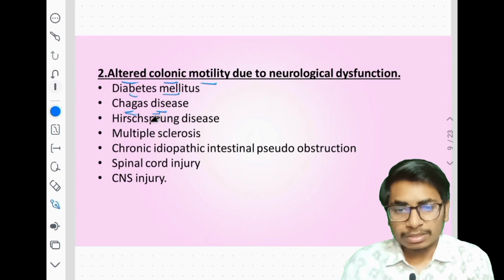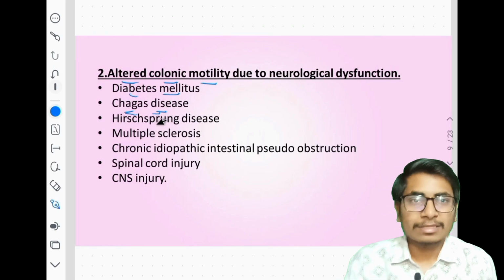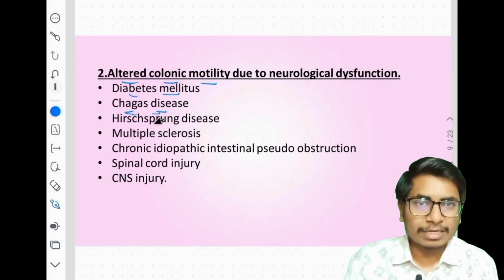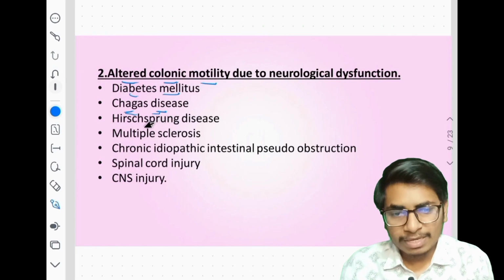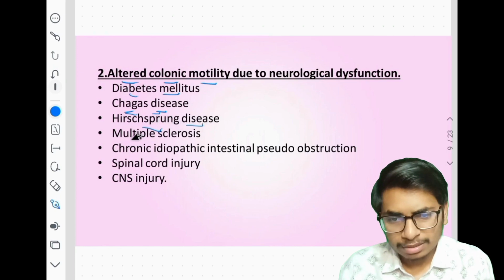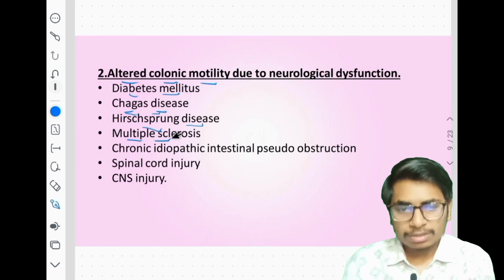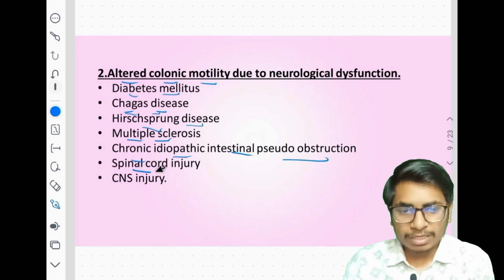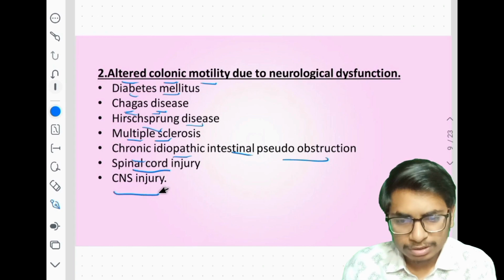The second is Hirschsprung's disease. In that disease, the person congenitally does not have the myenteric neuronal plexus, so the baby also has constipation. Then multiple sclerosis, chronic idiopathic intestinal pseudo-obstruction, spinal cord injury, and central nervous system injury.